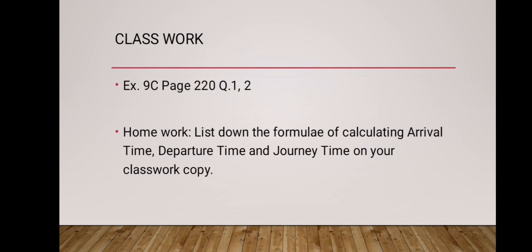Now here's your classwork. Exercise 9C, page 220, question 1 and 2. These questions are about the interconversion of 12-hour timing to 24-hour timing and vice versa. Later on, as your homework, you have to list down the formulas for calculating arrival time, departure time and journey time on your classwork copy.